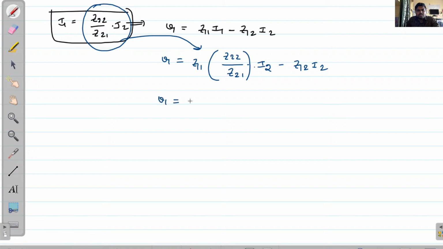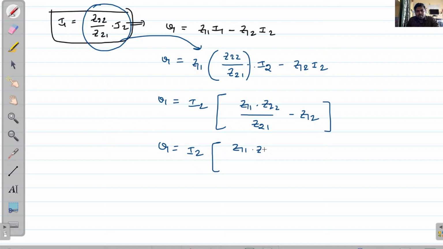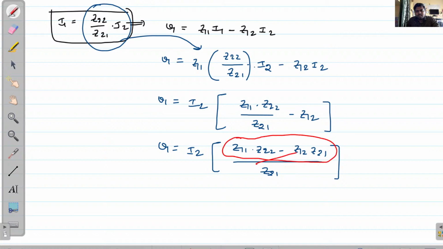Then you will get V1 equals I2 into Z11 into Z22 by Z21 minus Z12. To simplify this expression, you will get V1 equals I2 into Z11 into Z22 minus Z12 into Z21 by Z21, right? So this is your expression, and this entire thing you should assume as delta Z. Okay, delta Z equals what? Z11 into Z22 minus Z12 into Z21.